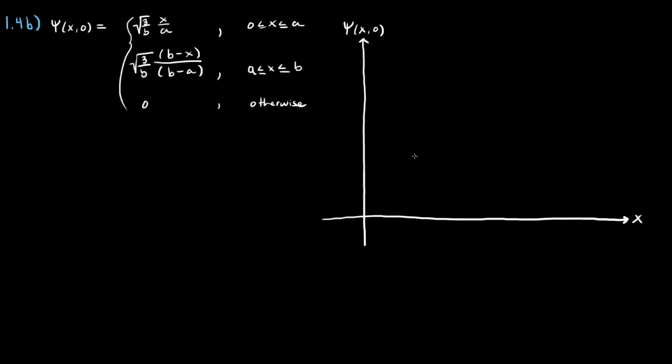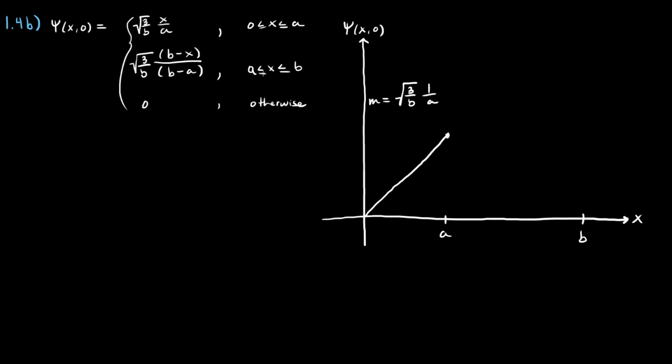Problem 1.4b asks us to graph the wave function with respect to x. And outside of the interval from 0 to b, we don't need to worry about what the wave function will be because the wave function is just 0. So let's say that a is right here and then b is right here. The function that describes the interval from 0 to a is just a linear function with respect to x. And the slope of this linear function is the square root of 3 over b, times 1 over a.